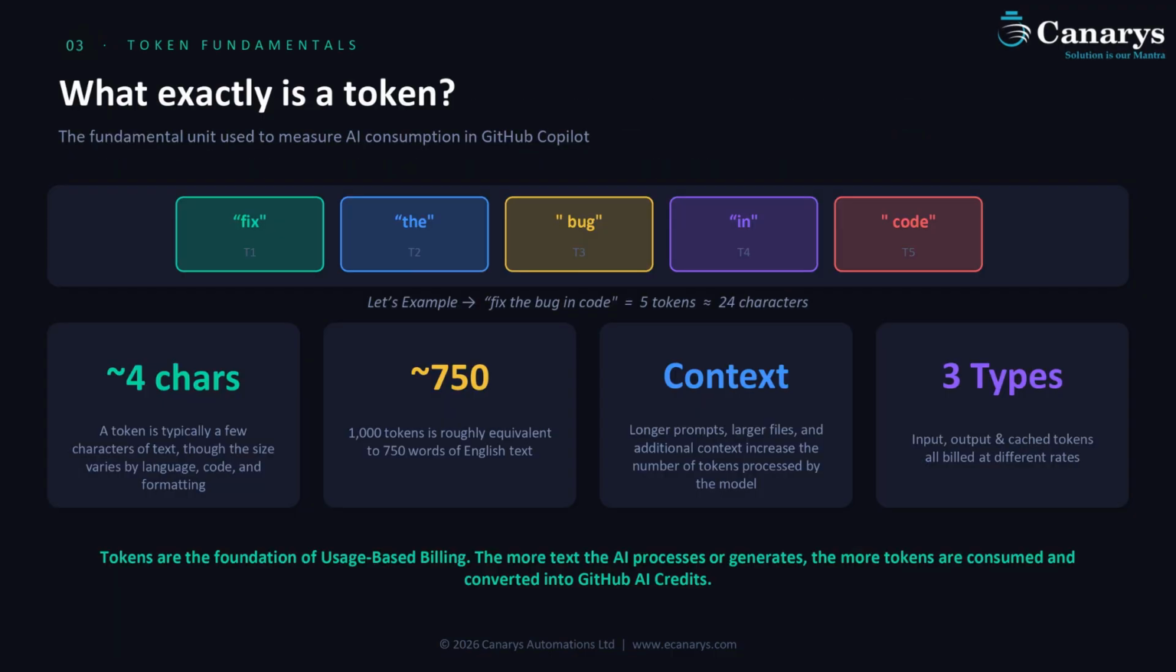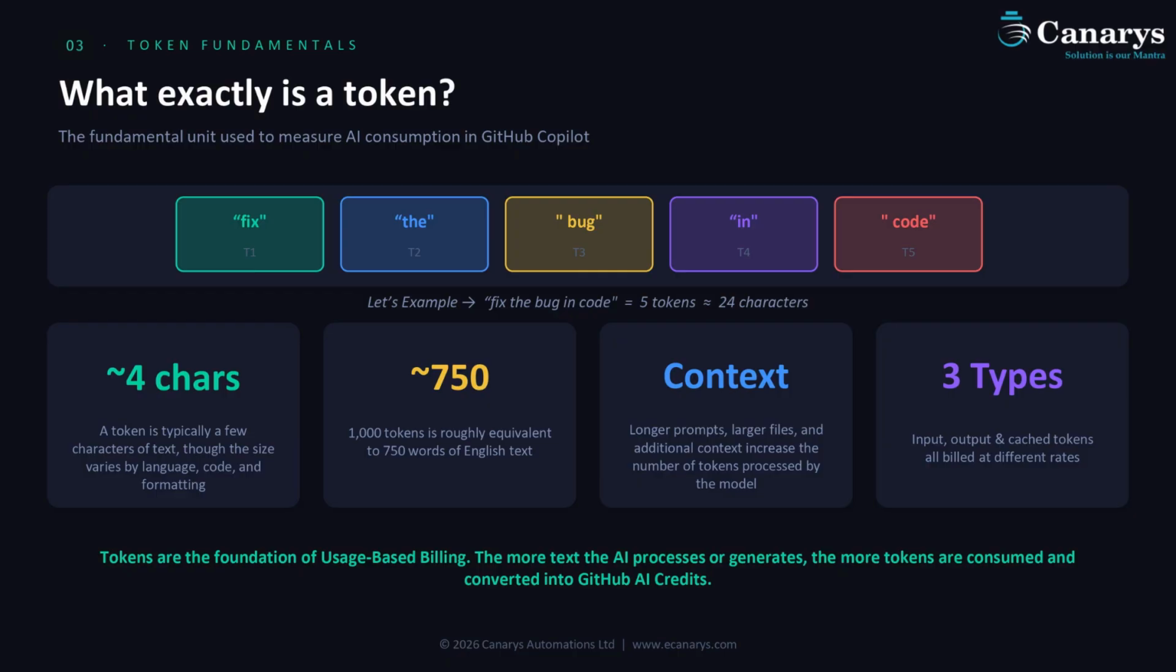To understand usage-based billing, we first need to understand tokens. A token is the basic unit an AI model uses to process information. It's not exactly a word or a character, but a small chunk of text. Every prompt you send, every file Copilot reads, and every response it generates is converted into tokens. In GitHub Copilot, token usage is measured across three categories: input tokens, output tokens, and cached tokens. Together, these tokens form the foundation of GitHub AI credit consumption and determine how AI usage is measured.